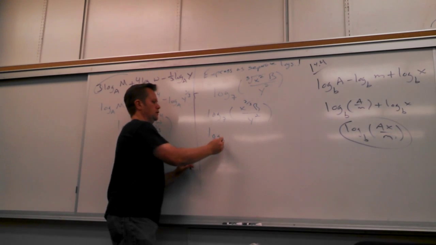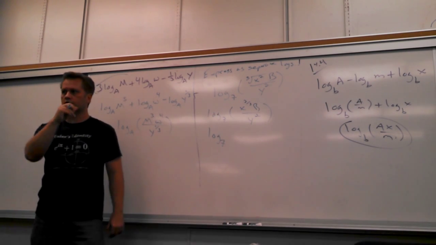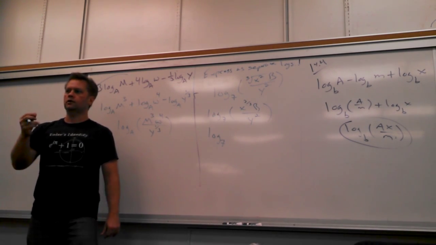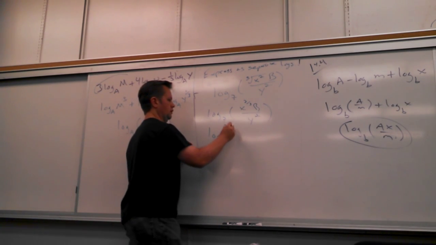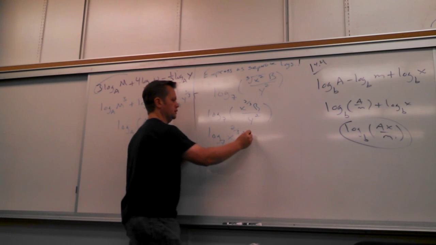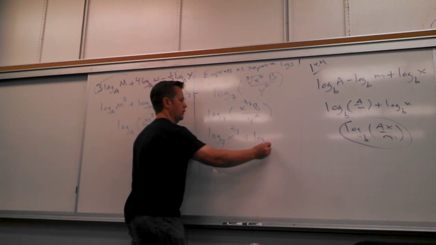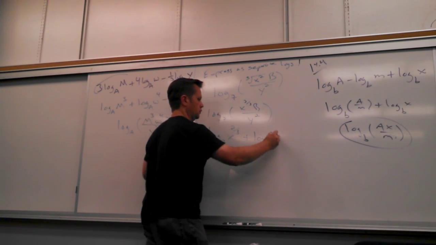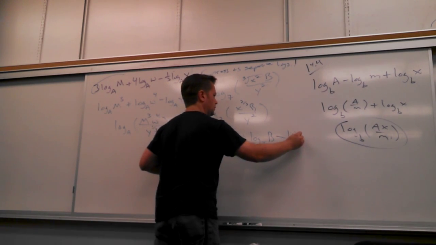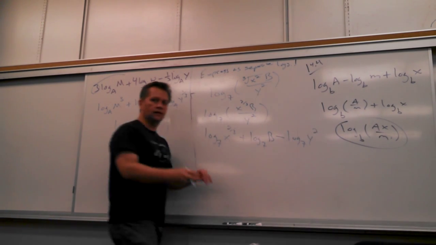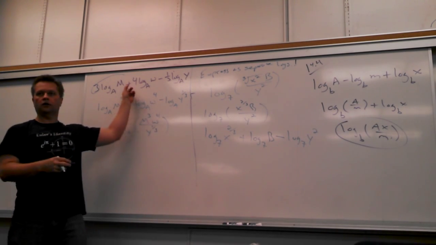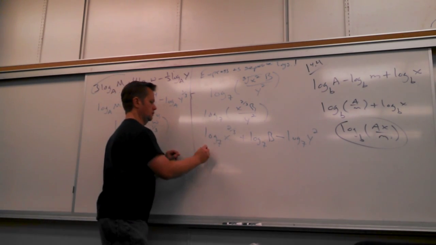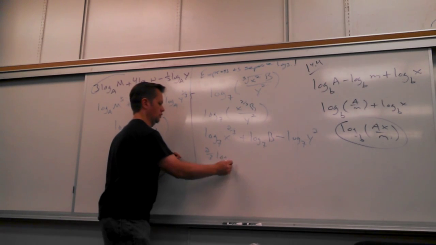So when you're rewriting this as separate logs, the part that's going to be negative is the part that has the y inside of it, right? So it'll be log base 7 of x to the 2/3 plus log base 7 of b, because those are multiplying, minus log base 7 of y squared. And the last step is the reverse of the first step here. You just bring these powers down.